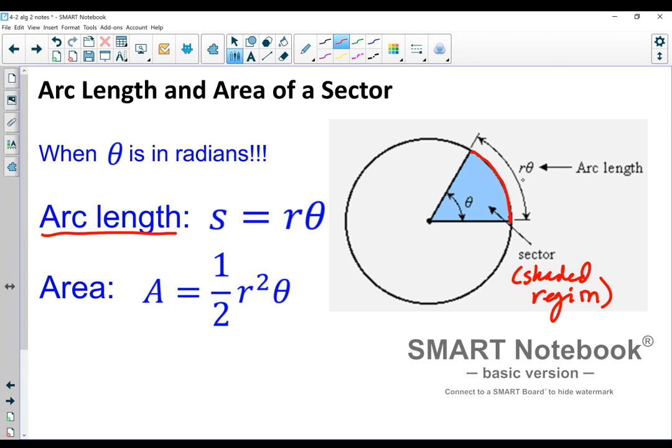This is our arc length. I went ahead and did it in red, so I'm going to move over and do a better arrow pointing to that. And then just to keep labeling, theta is the central angle, and again, it's in radians. It has to be in radians or the formulas do not work, so you might have to convert before you can do anything else.